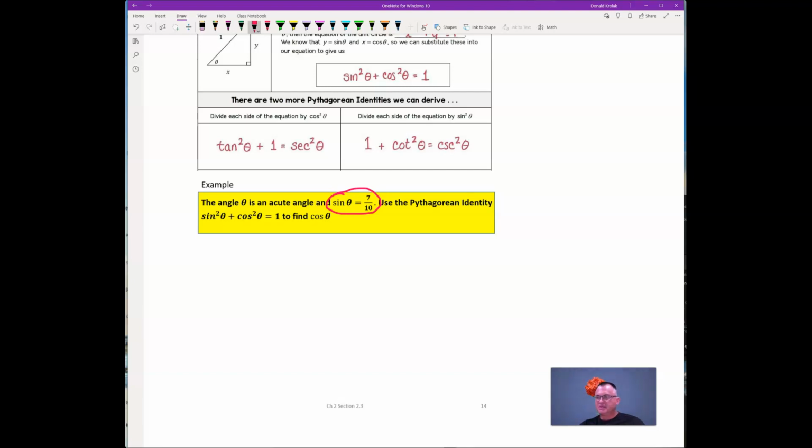Well, this tells you how they're related. If I know sine, I can figure out cosine. So to do that, I take my Pythagorean identity, sine squared plus cosine squared equals 1. And I'm going to take out sine, replace it with 7 over 10, and square it.